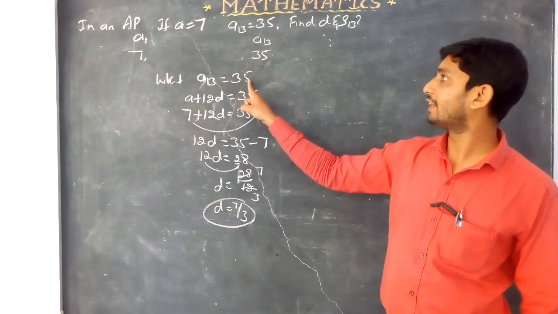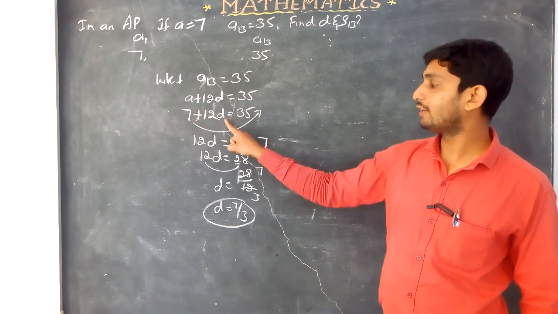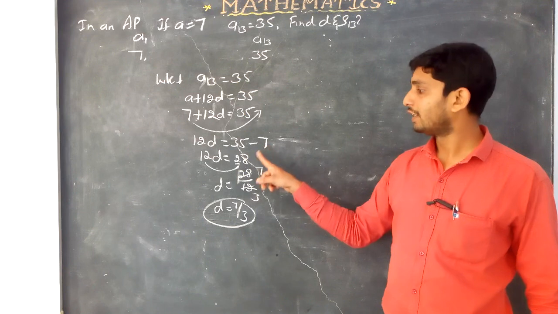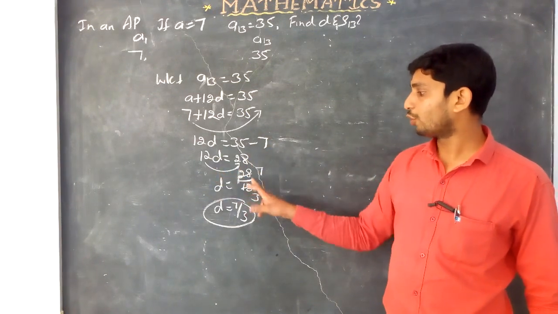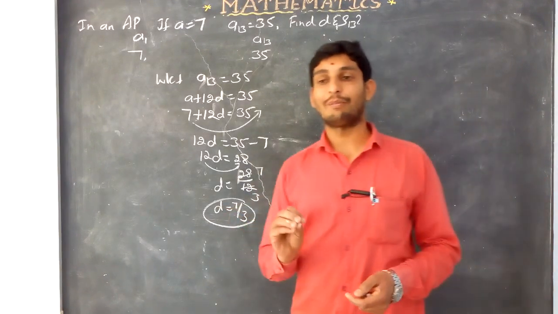Yes, A13 is 35. A plus 12D equals 35. Correct is there. A means 7 plus 12 into D equals 35. That means 7 we want to shift to this side. That is 35 minus 7 is 28 because 28 plus 7 is 35. Okay, transfer 12 to this side. Both are divisible by 4. 4 3s are 12, 4 7s are 28. That's why D answer is 7 by 3.